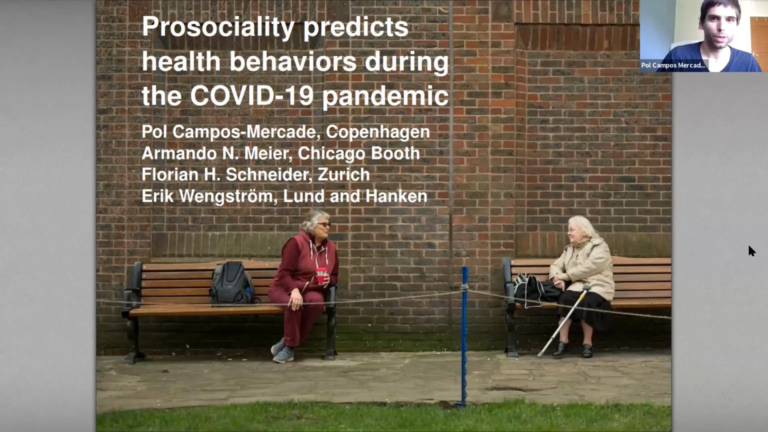Okay. Yes. So hi everybody. Thank you for joining me. My name is Paul Campos Mercaden. I am a postdoc at the University of Copenhagen. And today I'm going to talk about whether people consider the externalities of their behavior during the COVID-19 pandemic. It is a quite related topic to the one that Julian was talking about. But in this case, we are not studying donations, but rather people's behavior during the pandemic and how pro-sociality might be related to this behavior. This is joint work together with Armando Meyer, Florian Schneider, and Eric Engström.